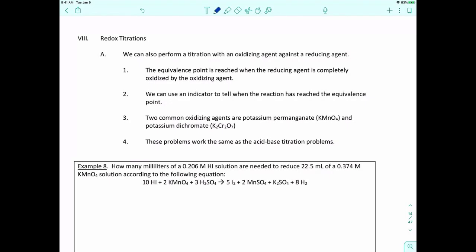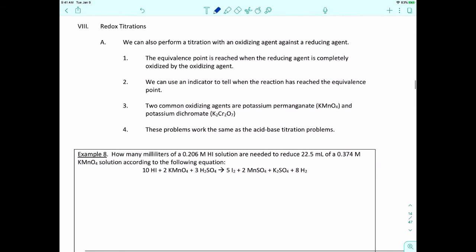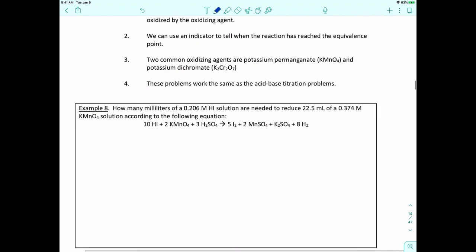Finally, another type of titration that we can go through is an oxidation or redox titration. So the way that we know that we hit the equivalence point is that when the reducing agent is completely oxidized by the oxidizing agent. We can also use a redox indicator to help us know when the reaction has reached that equivalence point. Now, the two most common oxidizing agents are going to be potassium permanganate and potassium dichromate. So the presence of one of those two should automatically tell you that that's an oxidizing agent.